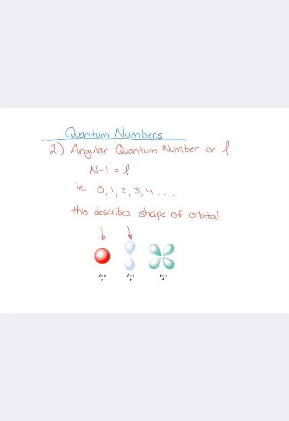For an L of 2 with an n of 3, we would get this clover shape, and so on. And it does get more complex, but this allows us to visualize this a little bit better.